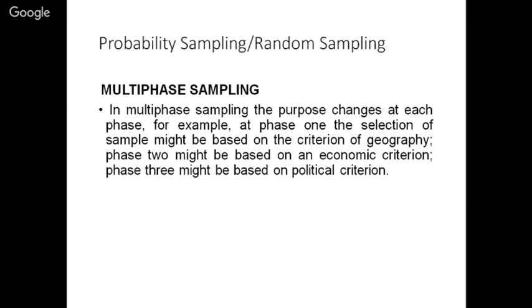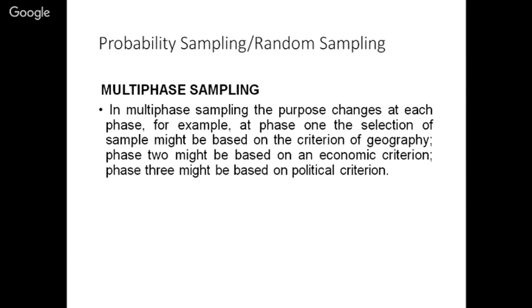Next is multi-phase sampling. In multi-phase sampling, the purpose changes at each phase. For example, at one phase, the selection of the sample might be based on the criteria of geography, at another on the basis of the economic condition, and on the basis of political criteria. Depending upon the characteristics of the population, the sample is selected by the researcher.